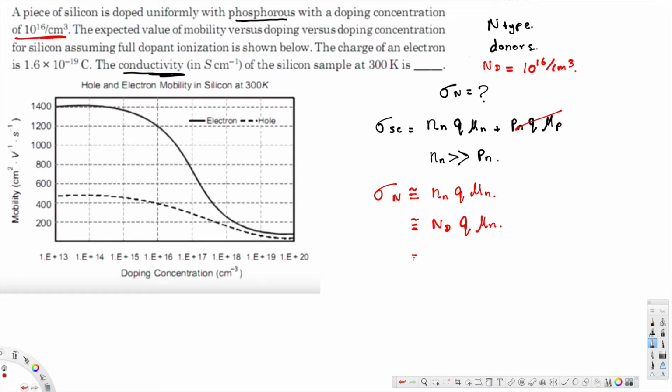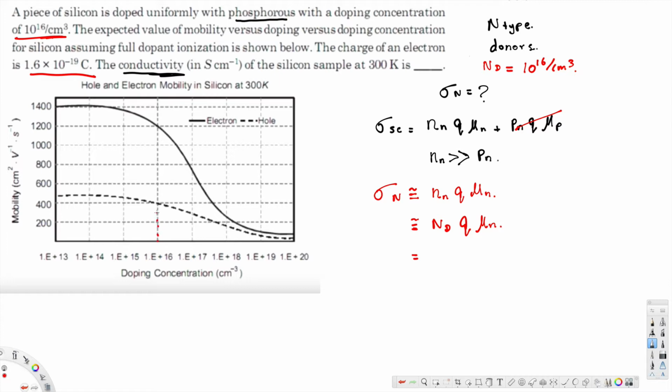Now we have the Nd value here, and q is the charge of the electron that's given in the question. We have to find out mu n. Mu n is the mobility of electron at room temperature, and that is given in this graph. If you look at this one, we are looking at 10 to the power of 16, so 1e plus 16. This is the one we are looking for, right?